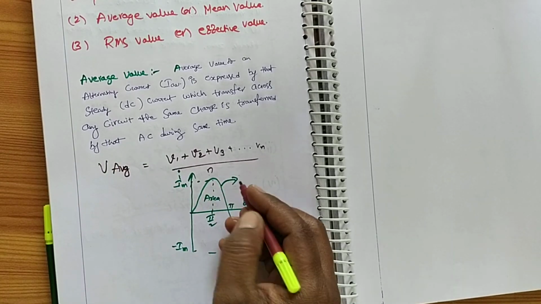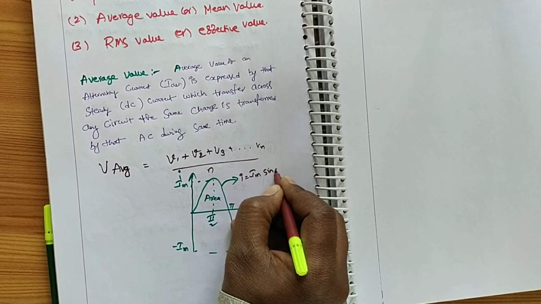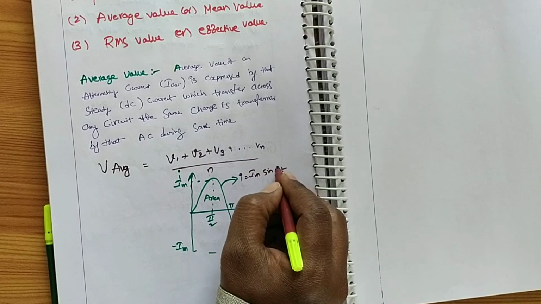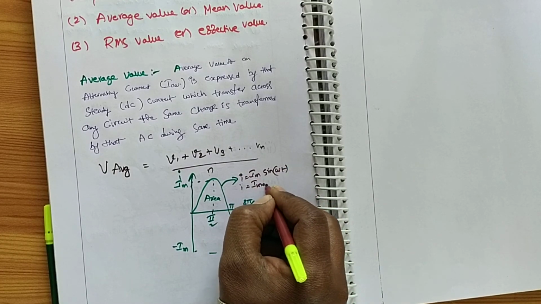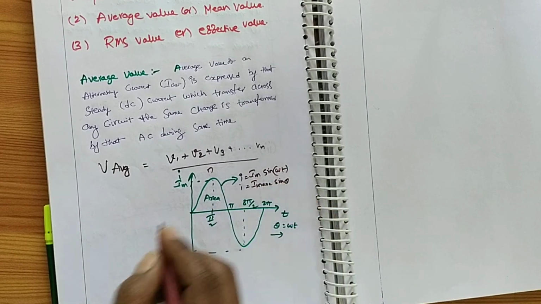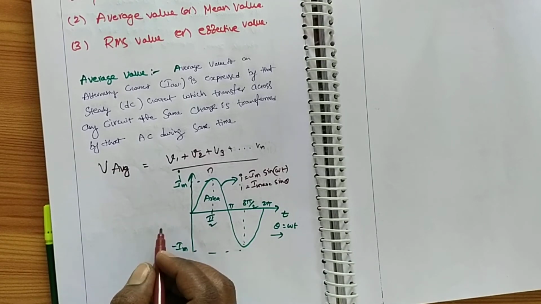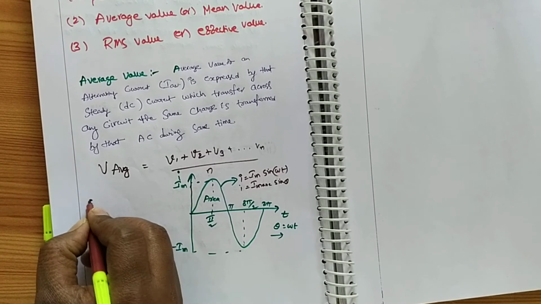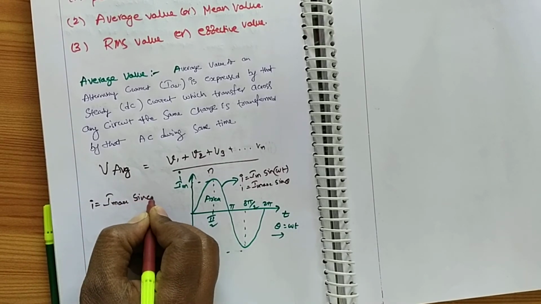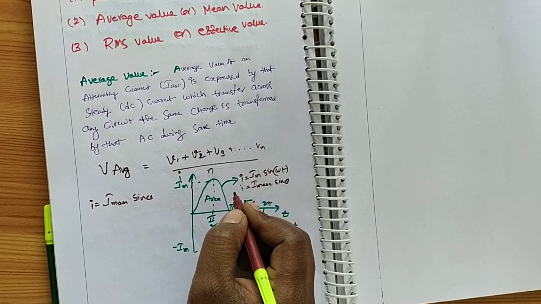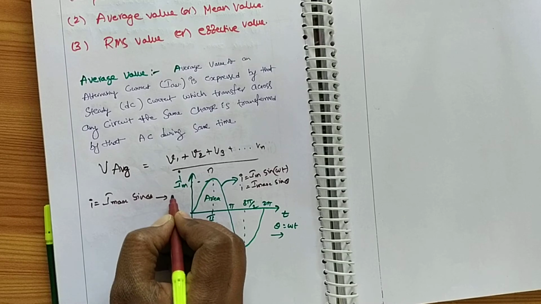The instantaneous value at any instant is I equal to I max sin omega t, or I max sin theta. The equation of an alternating quantity, or instantaneous value, is given by I equal to I max sin theta. Let us make this equation 1.